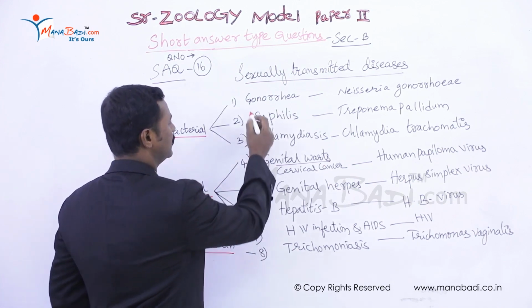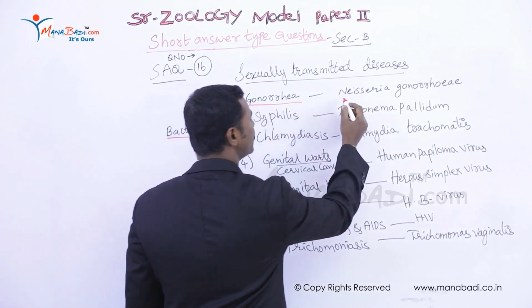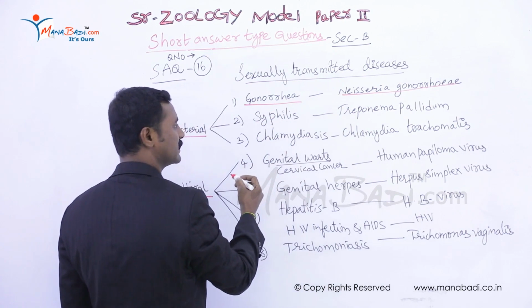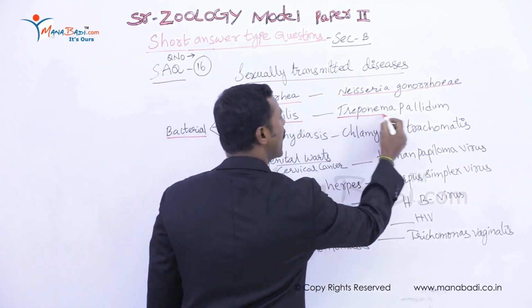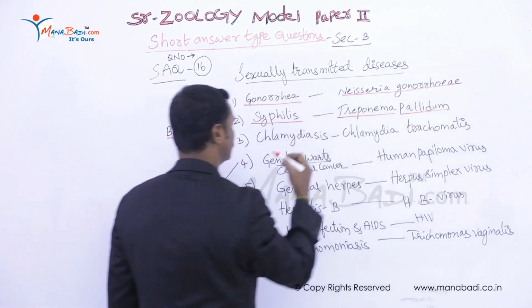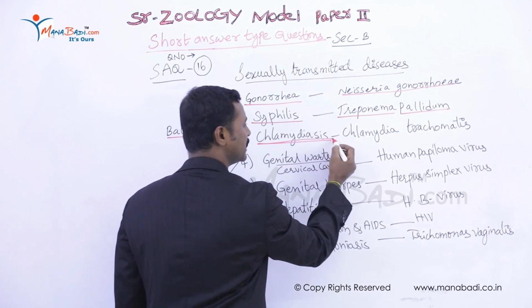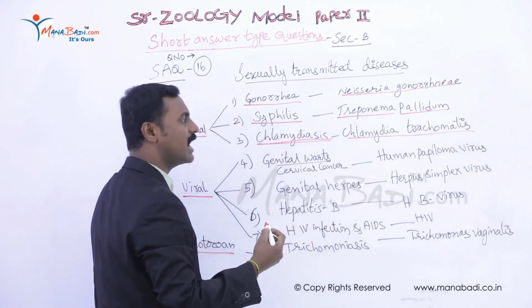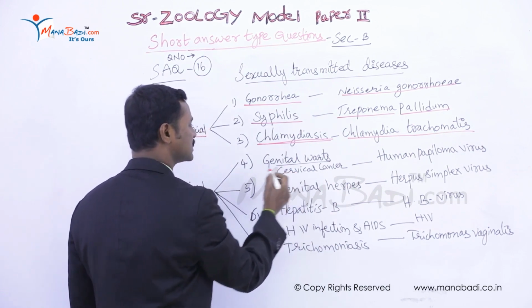Here you see, the first one is gonorrhea disease. Gonorrhea is caused by Neisseria gonorrhoeae as the pathogen. Syphilis, Treponema pallidum. Chlamydiasis, what is this? Chlamydia trachomatis. Chlamydia trachomatis.